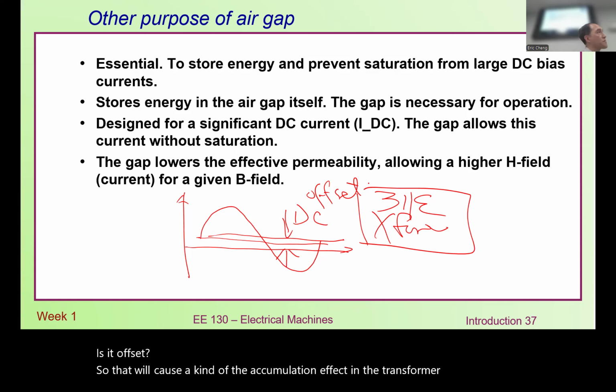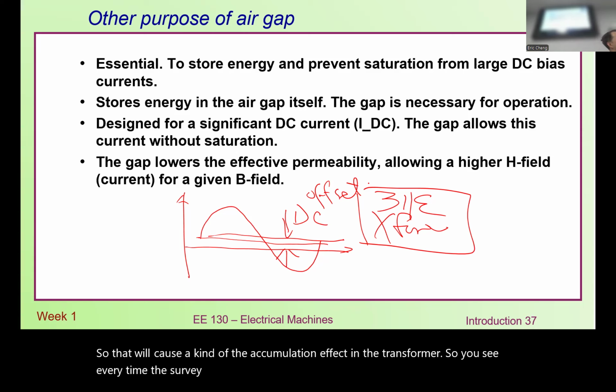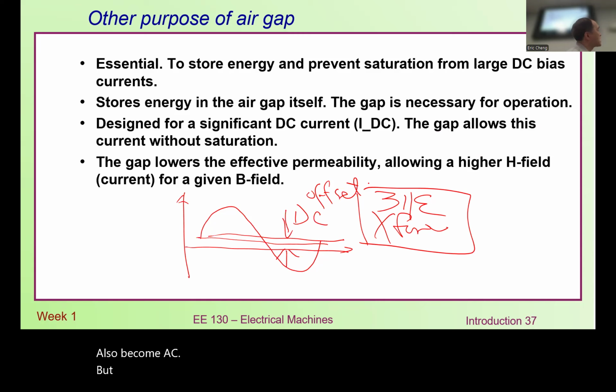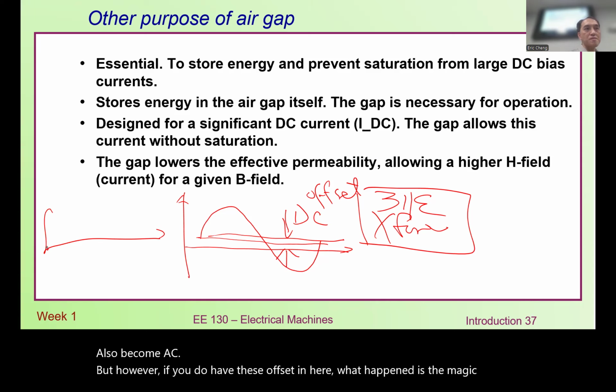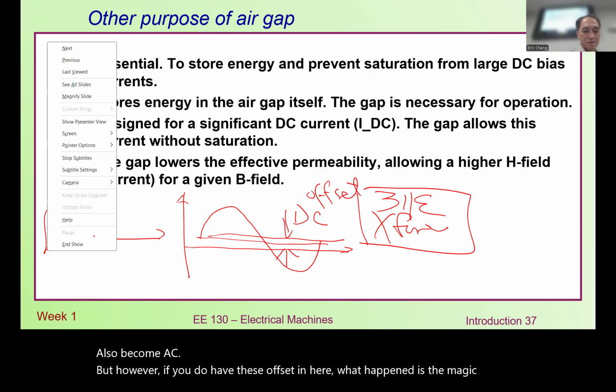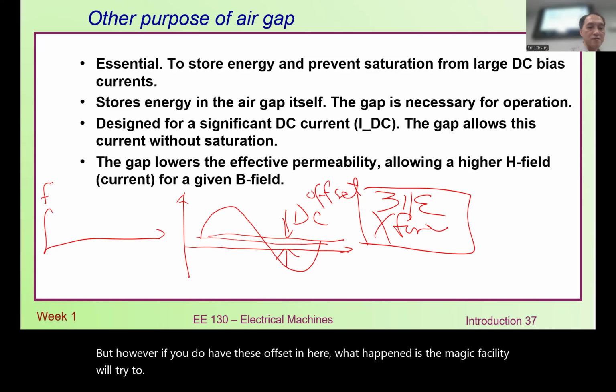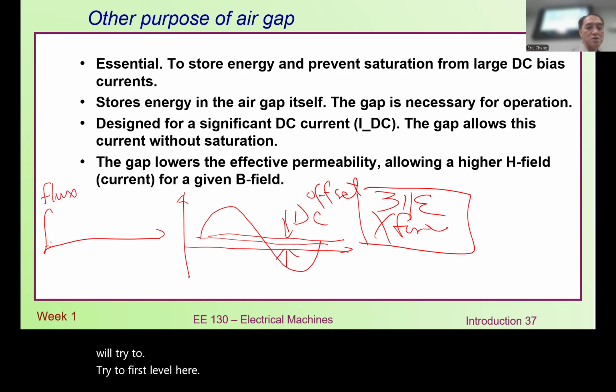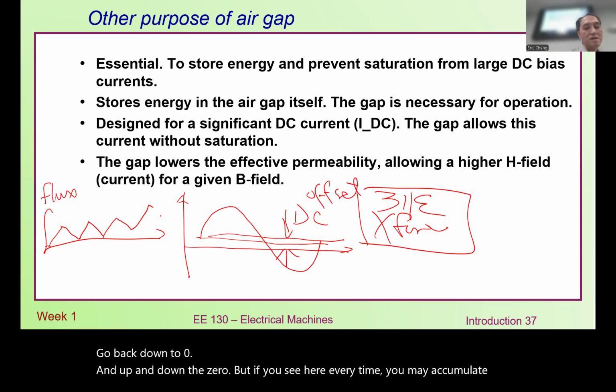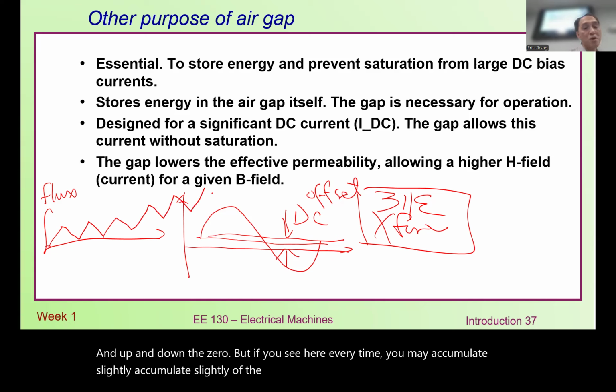Every time the sine wave has a positive and negative half, you are able to reset the magnetic flux, which also becomes AC. However, if you have a DC offset here, the flux level goes up, then goes back down to 0, and up and down to 0. But with a DC component here, every time you may accumulate a slight amount of the DC component.